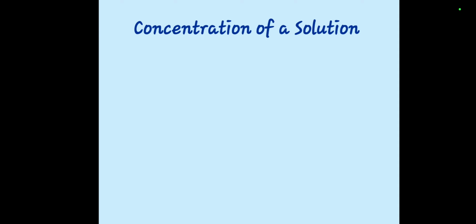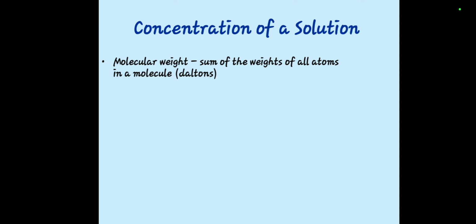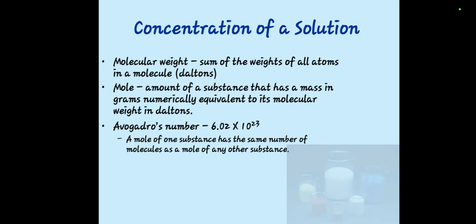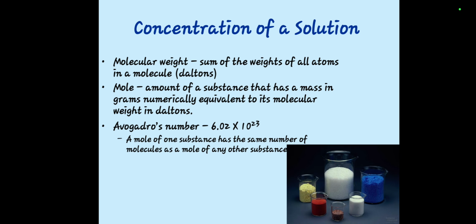And let's go now to the concentration of a solution. So molecular weight is the sum of the weight of all atoms in a molecule, in daltons. Mole is an amount of a substance that has a mass in grams numerically equivalent to its molecular weight in daltons. And that gives rise to Avogadro's number, which is 6.02 times 10 to the power of 23, which is scientific notation.